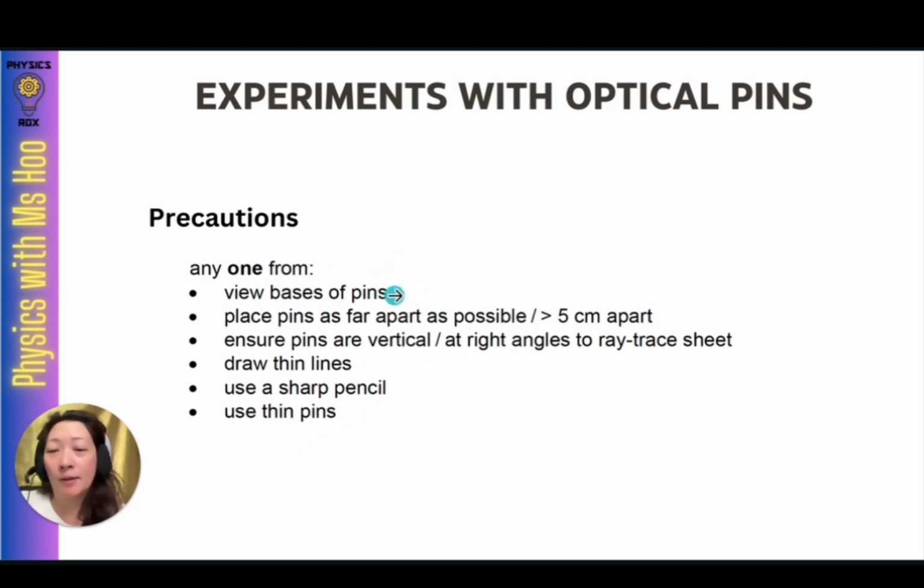So when conducting the experiment, you should be viewing the bases of the pins. You should also be placing the pins as far apart as possible, at least more than 5 centimeters apart. You should also ensure that the pins are vertical or at right angles to the ray trace sheet. You should draw thin lines, use a sharp pencil, or use thin pins.